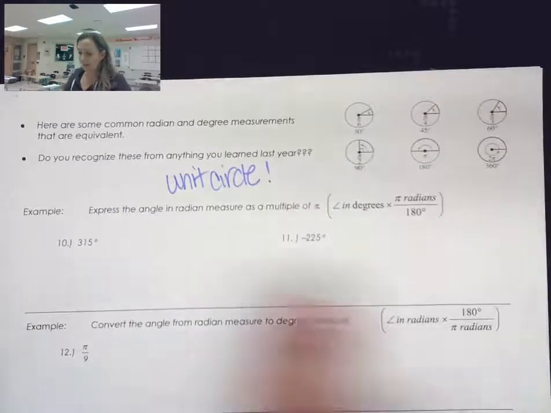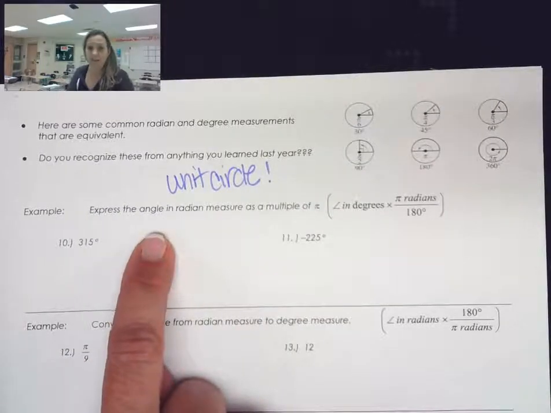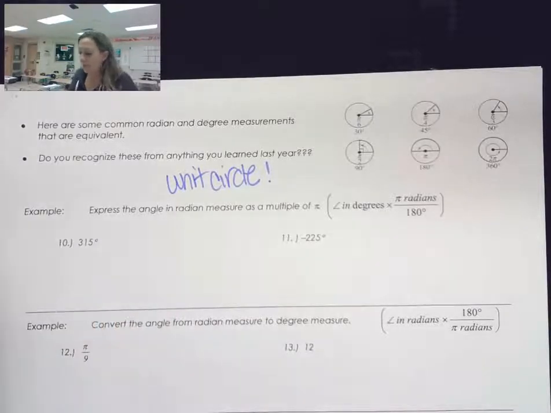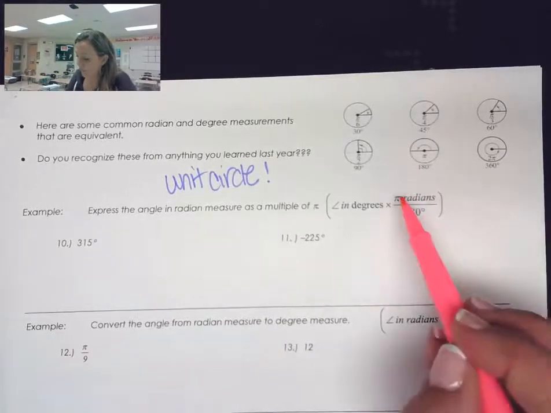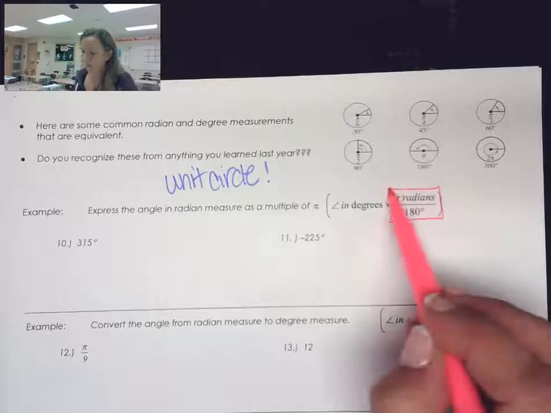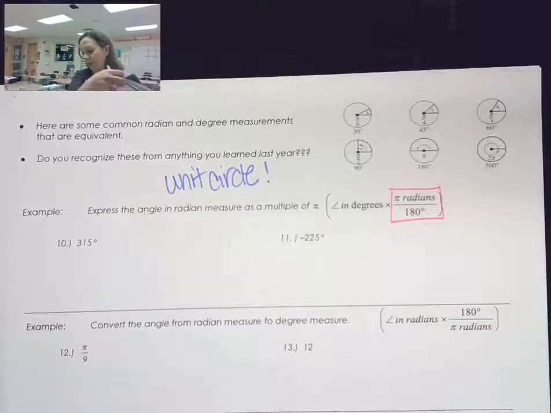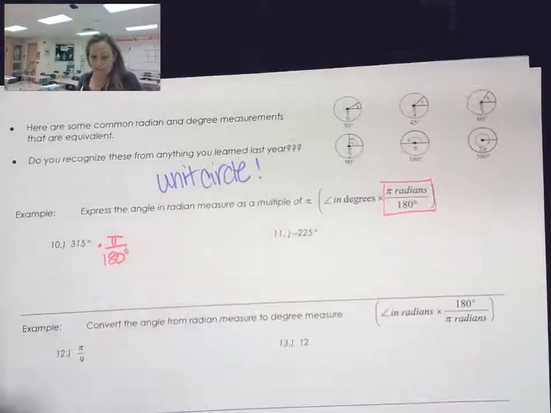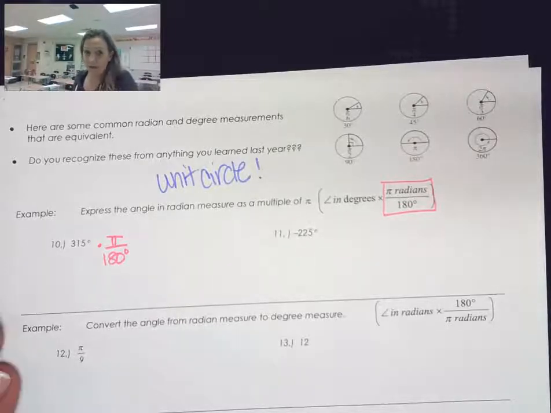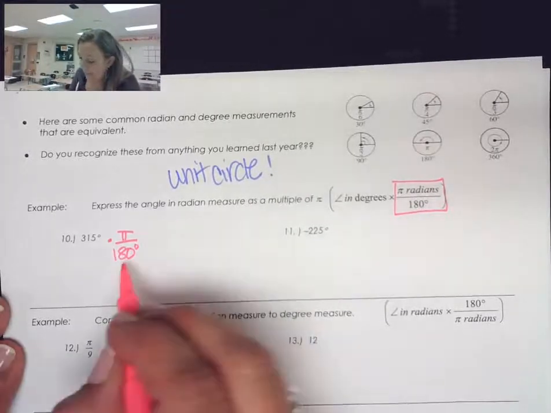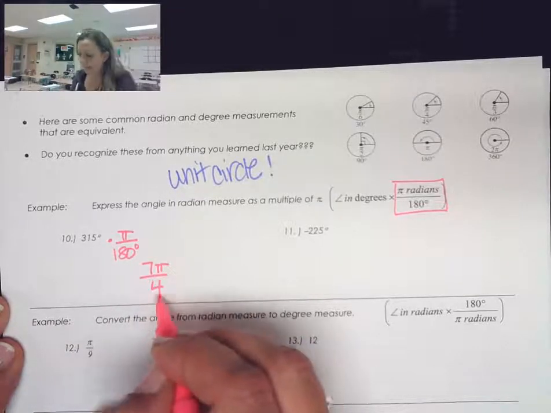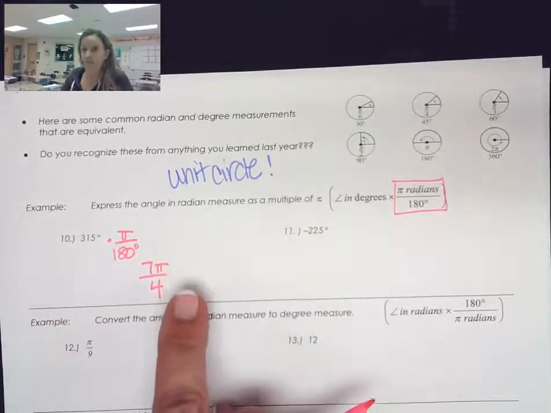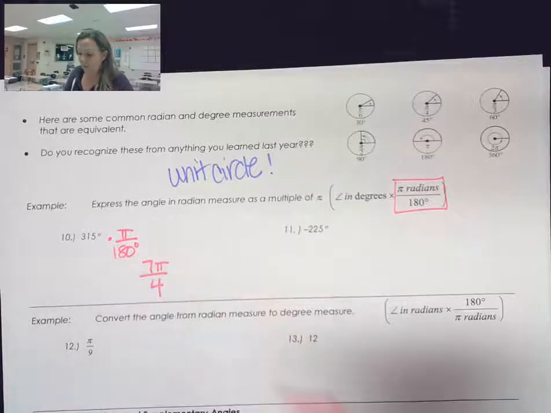Sometimes they would ask us to express the angle in radian measure as a multiple of pi, and that's just asking you to convert basically from degrees to radians. So one way you can do that is by using this conversion factor, this idea of pi over 180. So we can do that with the 315 degrees. We can multiply by pi radians over 180 degrees, and then we can simplify from there. If we simplify, you end up getting 7 pi over 4, but in this case, this is actually a special angle from the unit circle. You shouldn't necessarily eventually, at the end of the day, have to do that conversion.